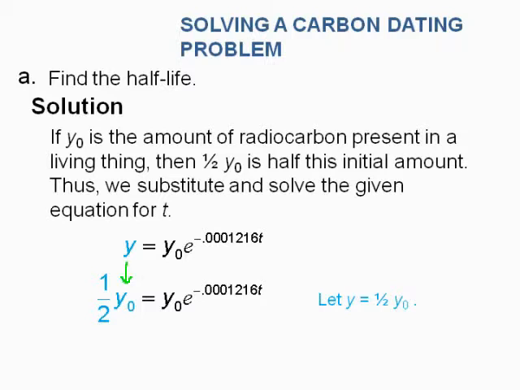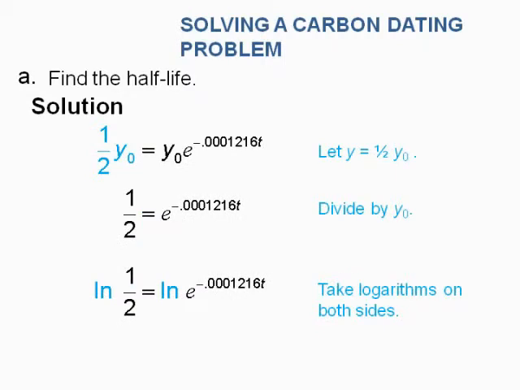So for y, we're going to plug in 1/2 y sub naught. Now we can divide both sides by y sub naught, and that will leave us with 1/2. These cancel out, and this equals e raised to the negative 0.000121t power. Take the natural log of both sides, and when that natural log hits e, you know what's going to become of that power.